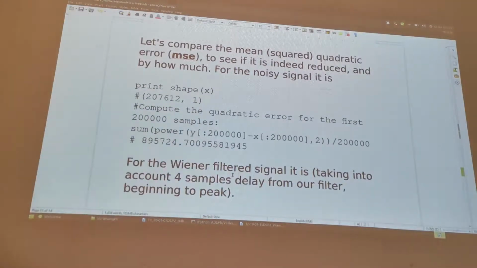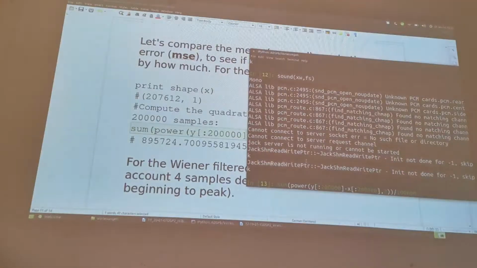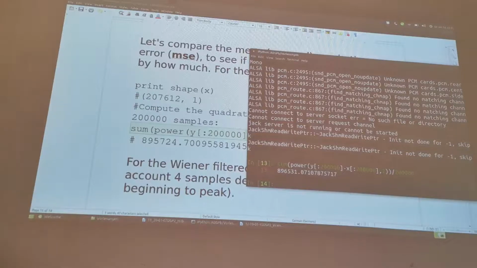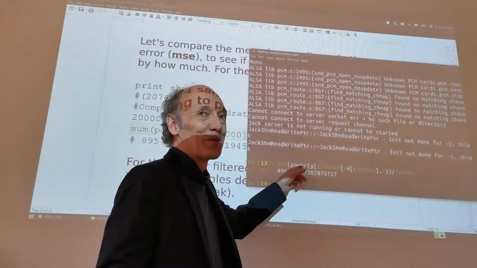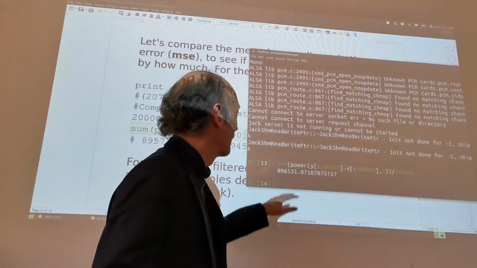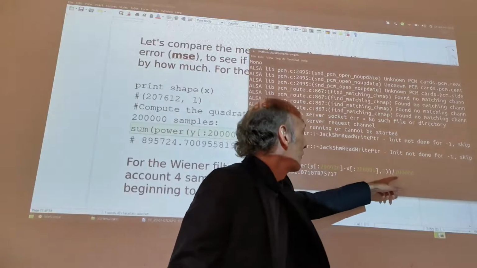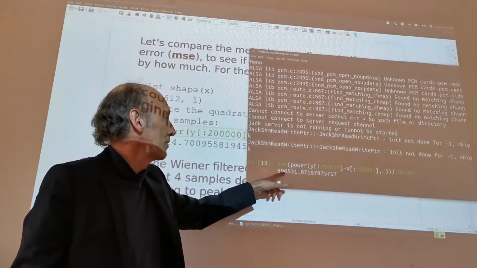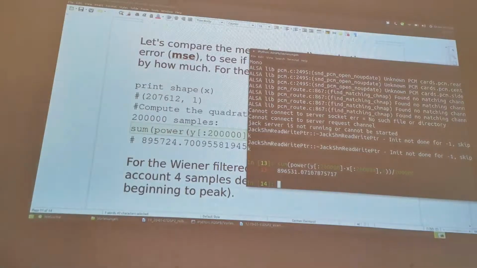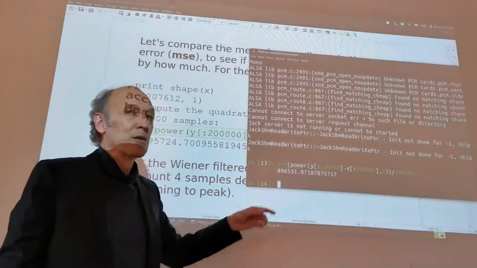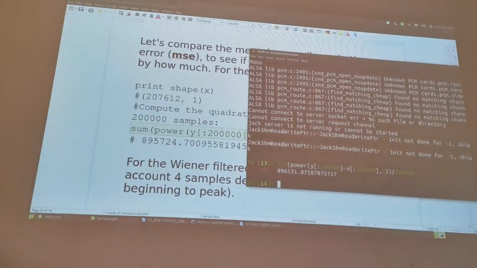Let's see if that works. Convenient that it has this function power, right? So this is basically just squaring. So this is the mean squared error. So we have 896,000. This is a large number because our signal is in the range between -32,000 and +32,000, so the difference can be thousands. And if you square 1,000, you're at 1,000,000. So this is actually slightly less than 1,000,000. So basically, this just reflects how much noise we have.